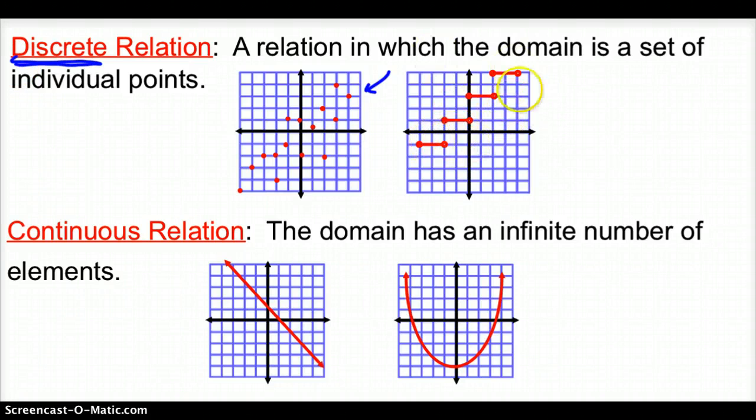And same thing here, all these dots aren't connected because our graph goes from here to here and then jumps up to here and goes to there. So it's not continuous, which leads us into a continuous relation, where the domain has an infinite number of elements. So it's basically what you're dealing with up to this point. A straight line would be an infinite number of solutions because it keeps going. A graph of a quadratic equation, it keeps going, would be a continuous relation. If all the dots are filled in, it is a continuous relation.